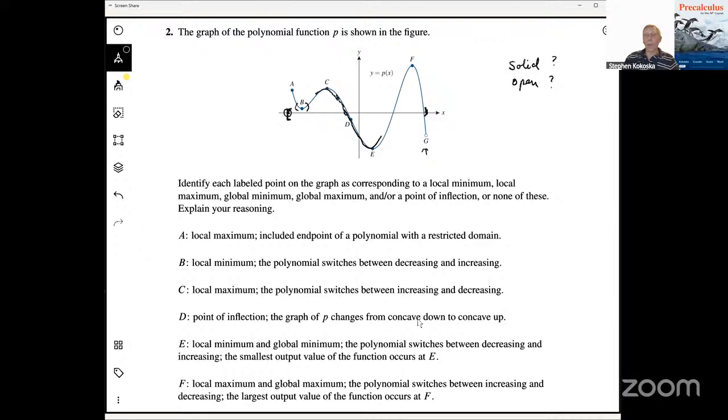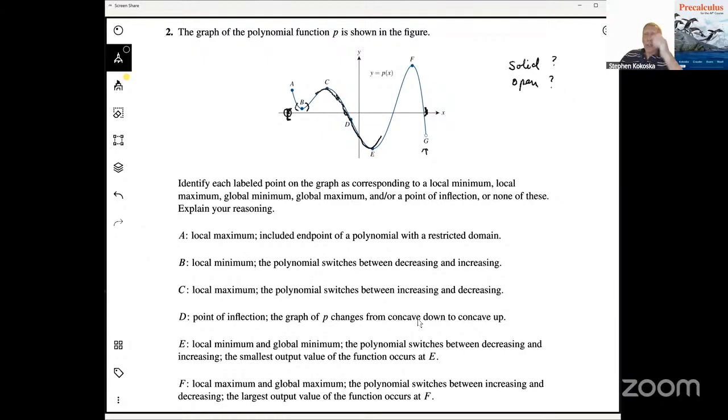What's going on at the point G? Well, we've got to have one of these. It's nothing. It's not a local minimum because it's not included in the restricted domain. So it's not a local minimum. There might be a tendency to think that. It's not a global minimum. It's not a point of inflection. The graph doesn't change from concave up to concave down there. It's nothing.